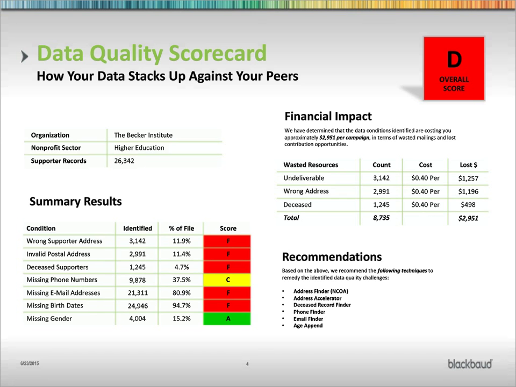The second section, where it says summary results, breaks down your performance by those specific categories so you can understand where you might have some issues. And then after assessing your performance across each category, the scorecard automatically calculates budget dollars being wasted on non-productive activities under the financial impact, including mailing to invalid addresses, communicating with supporters at expired addresses, and mailing to deceased constituents.